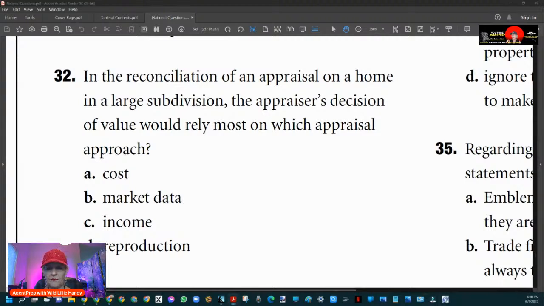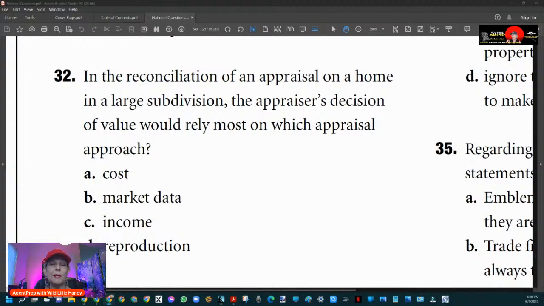So far, I have 32B. Anybody else? 32B so far. And yes, that is the correct answer.